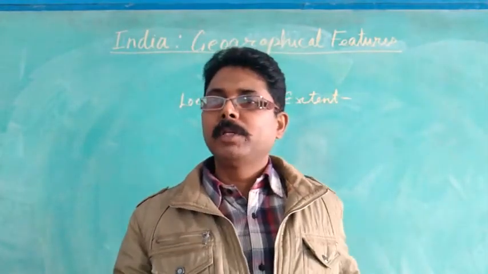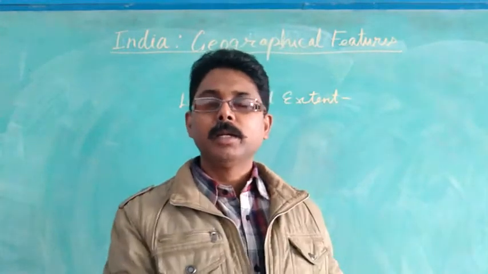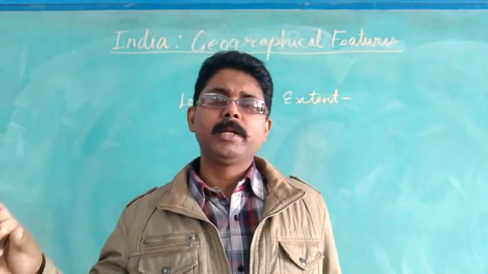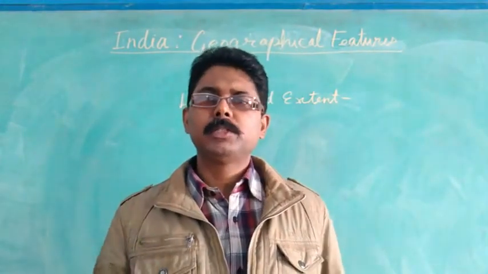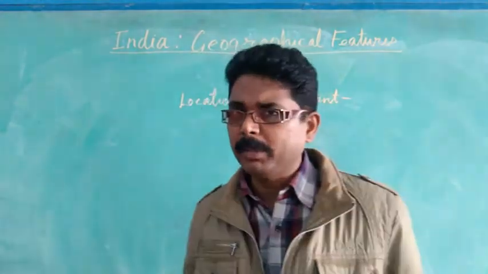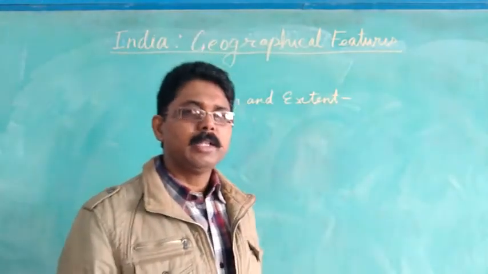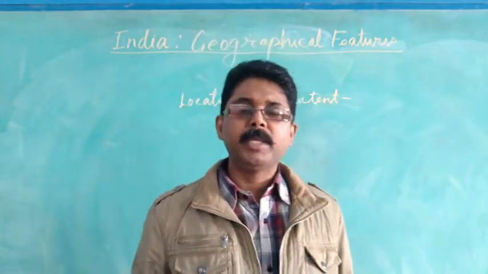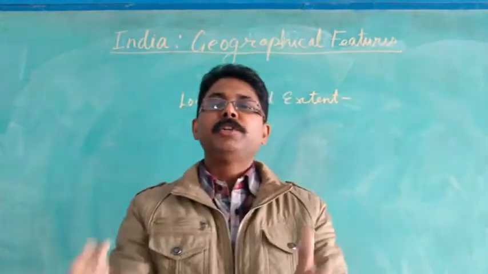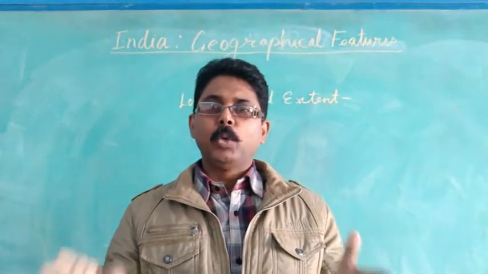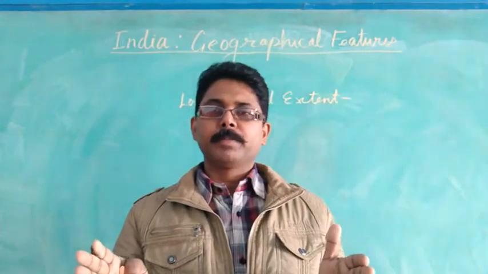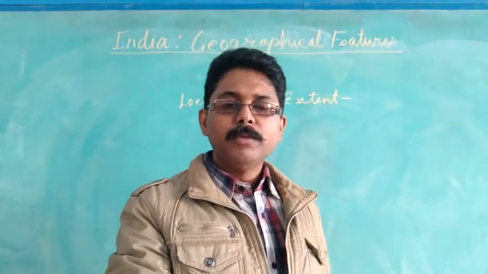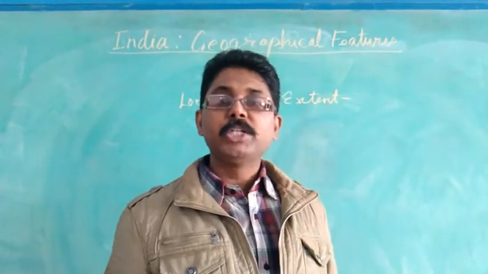Some of the countries which are located on the equator experience an equatorial type of climate, while the countries located in the temperate region experience a purely temperate type of climate. So location is a very important thing. Now next is the extent. What is the meaning of extent? Extent means the country which is located between certain latitudes and longitudes. We call it latitudinal and longitudinal extent.